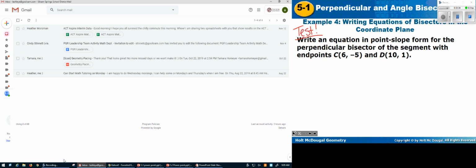So first of all, it says write an equation in point-slope form. This goes back to chapter 3. What is point-slope form?